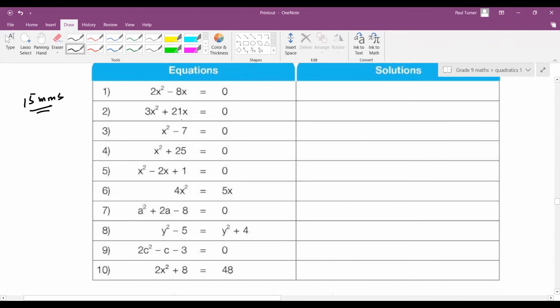I won't do all the working though, because it takes a while. But if you want the first question, we have a binomial. These two are binomials.